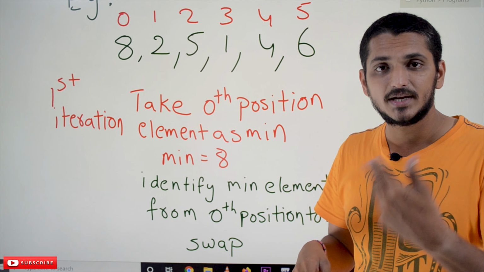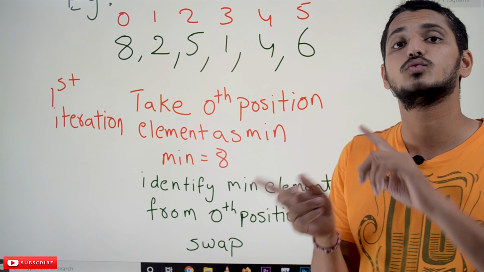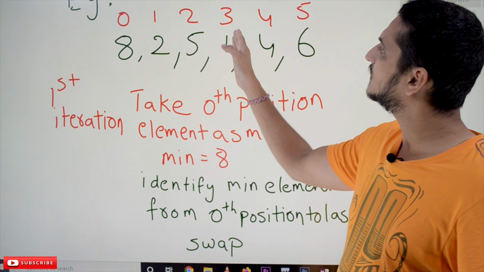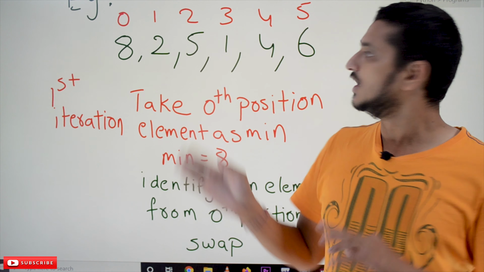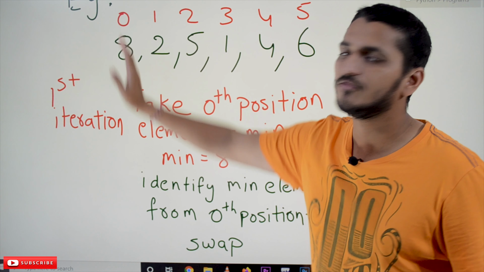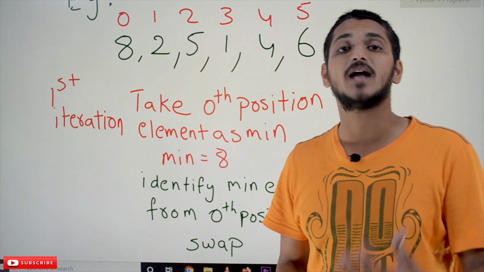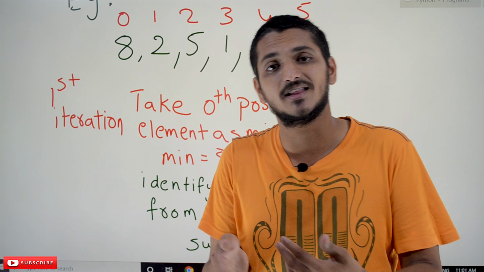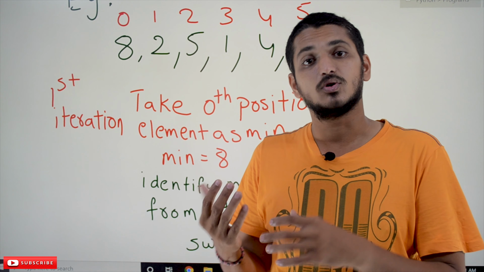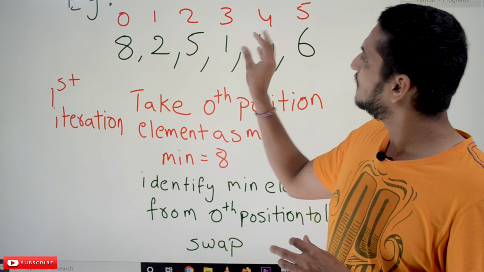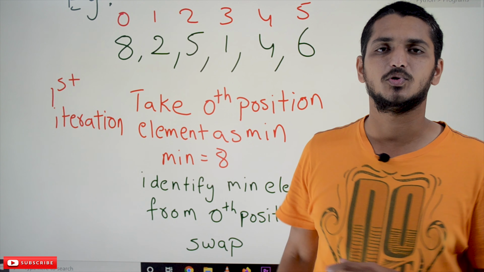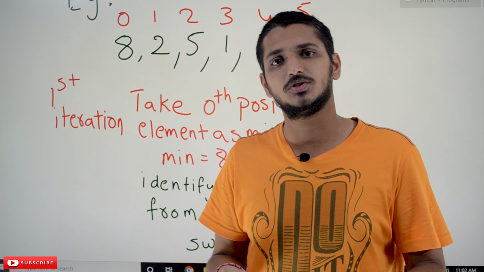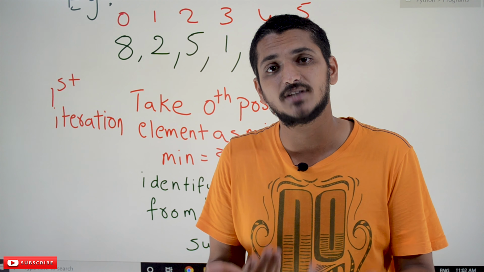After completing this, what do we have to do? We have to swap the elements. The 0th position element is swapped with the third position element. The minimum value is moved to the first position in the first iteration. This is what we are doing here in the first iteration. What have we done here? In the entire list of elements, the minimum value is moved to the 0th position. According to ascending order, it should be at the first position. That is what we have done in the first iteration.